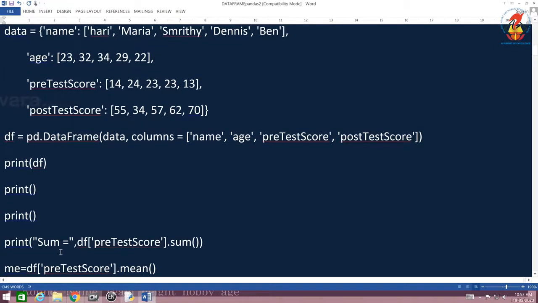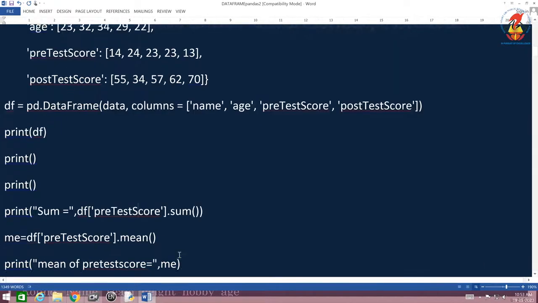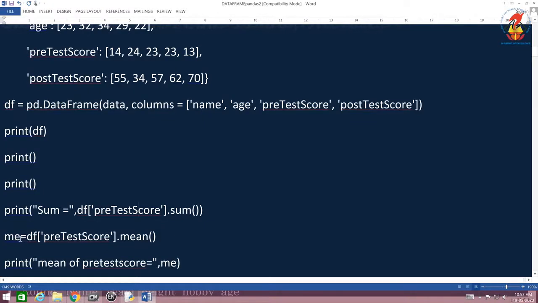Now when you run this one, print sum equal to df of pre-test score. Now why are we giving pre-test score in quotes? Remember, that is our column name. So to identify the column name, we should give it in quotes, correct? And if you give sum, the entire values of that pre-test score are added and the sum comes. And if you write this into an object, me is a variable where I am storing the mean of the same, you will get an answer here.